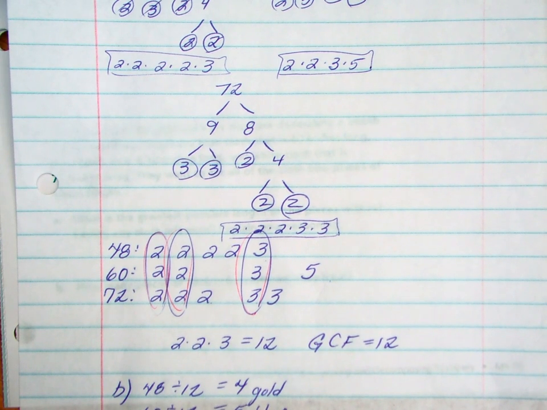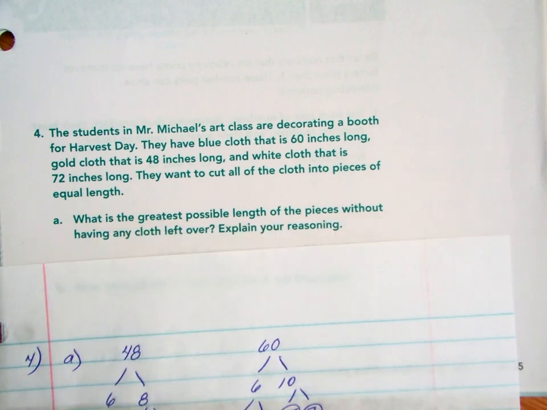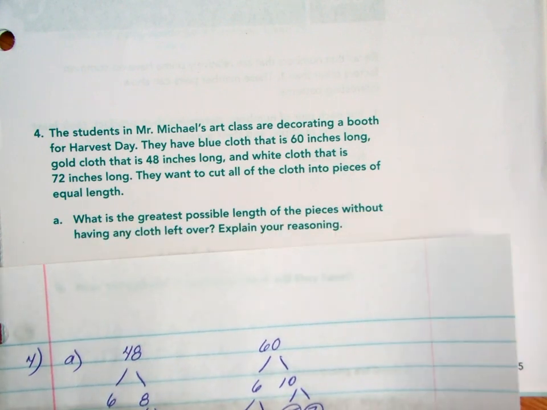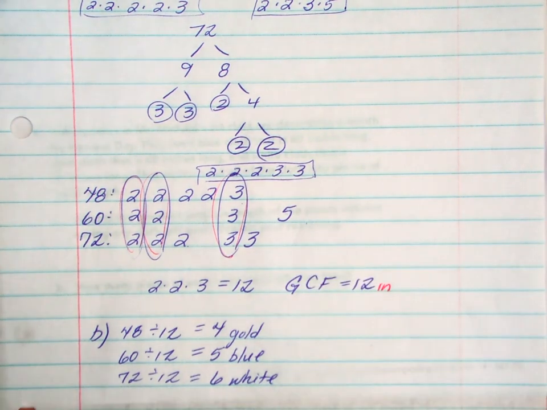So part A is asking, what is the greatest possible length without any cloth left over? 12 inches. 12 inches is the greatest possible length. What to do from there? I'm going to put a label on that for you. Part B is, how many pieces from each cloth will you get?